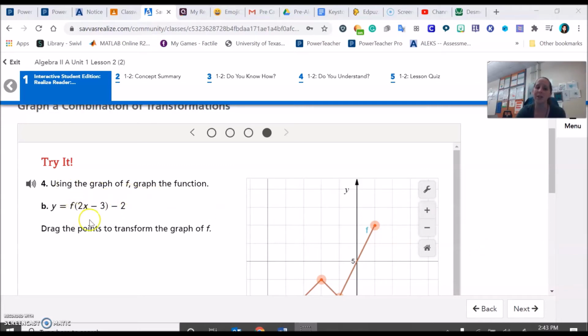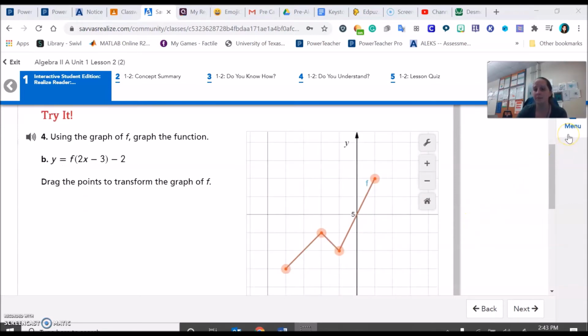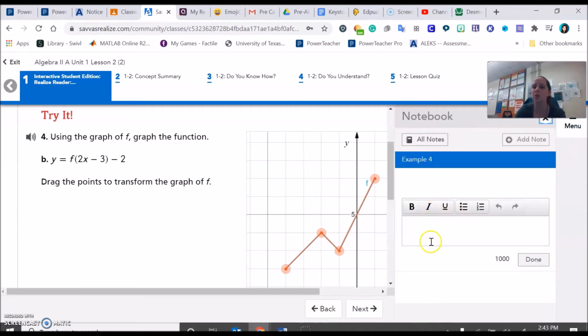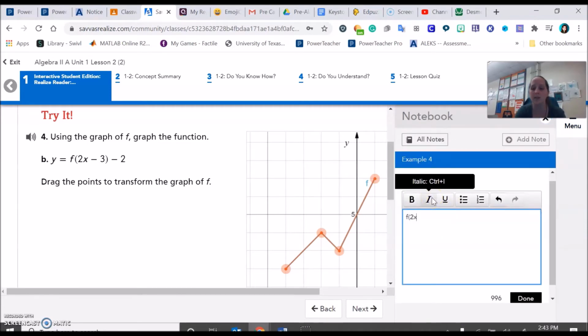I want to focus on what's inside the parentheses first, so I can drag the points to transform the graph of x. So the first thing that I actually want to do is rewrite this as 2 times the quantity x minus 1.5, minus 2. I can basically take 2 out, and now I have the x minus 1.5. Here's my compression, this 2 right here. And then the minus 1.5 tells me I need to move it, and the minus 2 tells me I need to move it. Okay? So I want to do a compression first of 2.